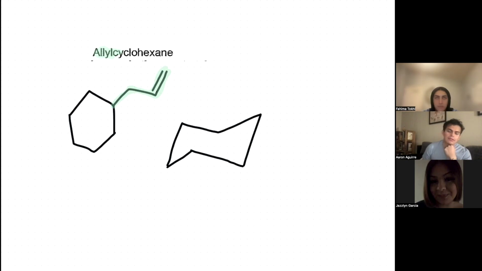And then this could either be up or down. Wait, the most stable. So we're free to number it. We're free to put it wherever we want. It just has to be the most stable, right? So most stable will always be equatorial. So if you draw it, whoa, that's really thick.